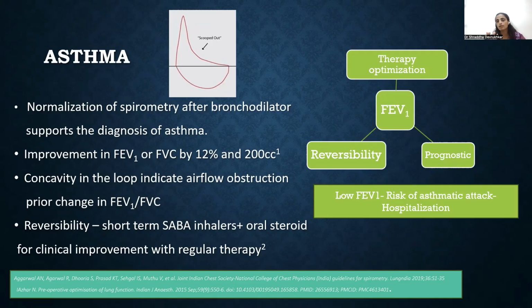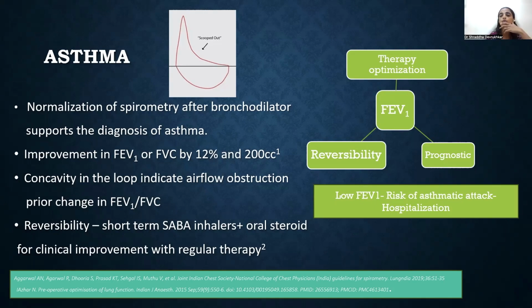So what do you think FEV1 tells you about therapy optimization? Because what happens is they will give you these bronchodilators. If there is improvement in the graph for FEV1, looking at the FEV1 value, they will know whether the patient is taking these inhalers well or not. Are they using those spacers well or not? Or do they need nebulizations and not those spacers?